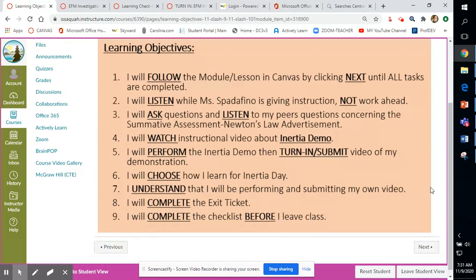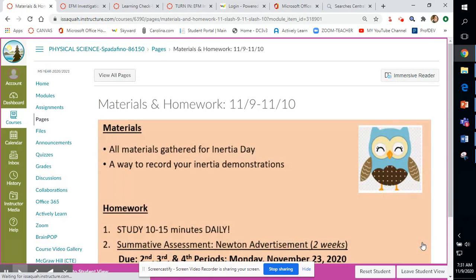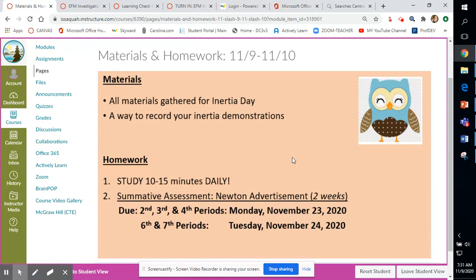Here are our learning objectives for the day. Materials. Oh, look, again, all materials gathered for Inertia Day. Just what I showed you. And you should have a way to record, whether that's your phone, your iPad, or your laptop.